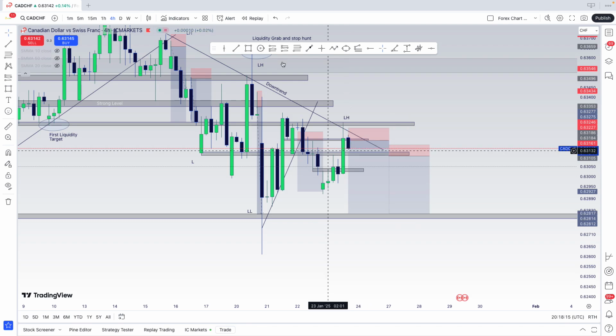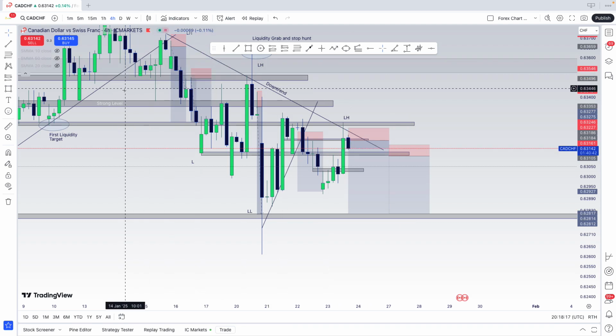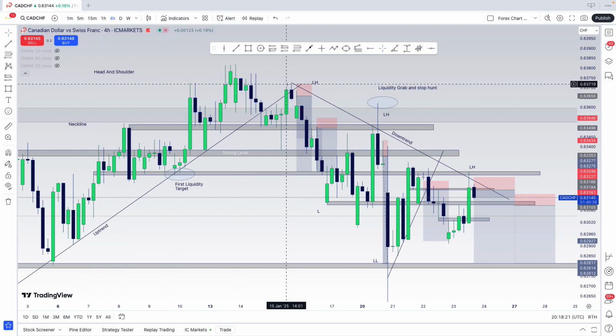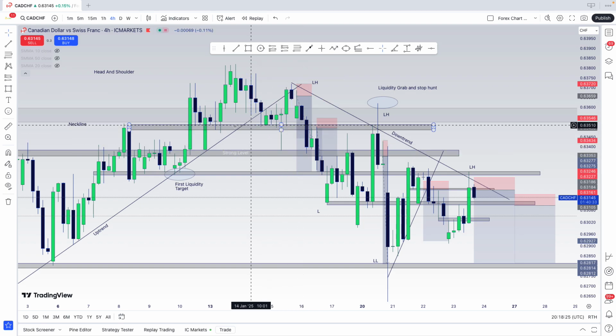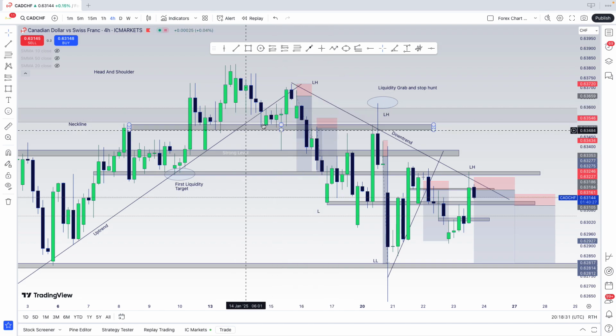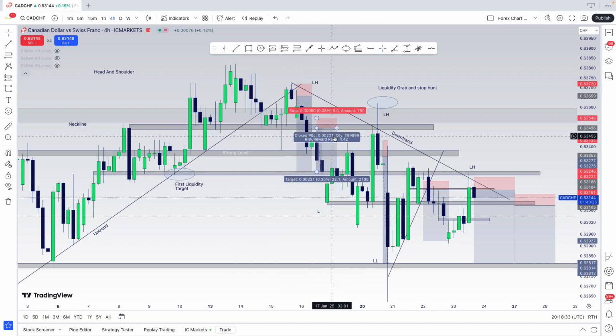So for me, this is my favorite strategy. I just like to trade breakouts, so trendline breakouts and reversals, tied with key zones, so support and resistance. I also like to trade head and shoulder patterns because it's quite a reliable pattern.